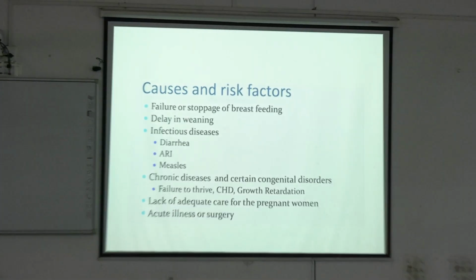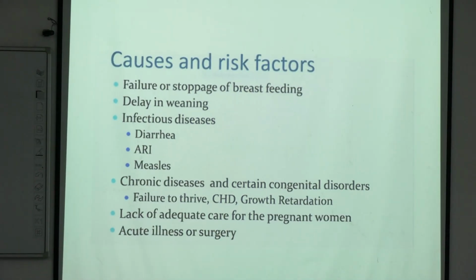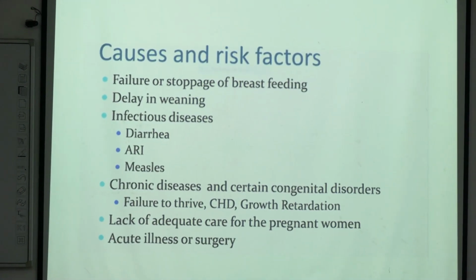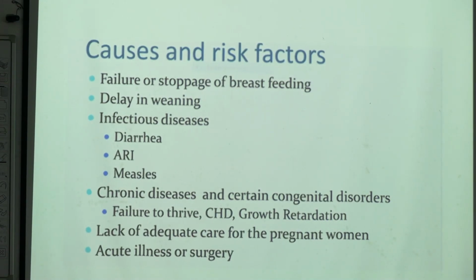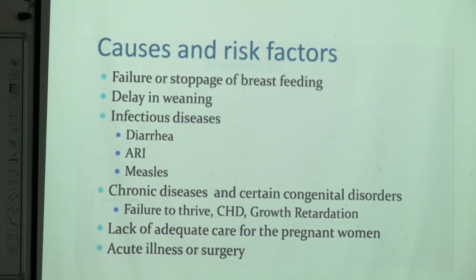Then again, failure or stoppage of breastfeeding. Sometimes what happens in the rural areas is the child has got a fever, somebody says stop breastfeeding, and the child is not breastfed, though breastfeeding gives a lot of nutrients. So that again leads to malnutrition. So it's a vicious cycle. Infection, malnutrition, again infection.